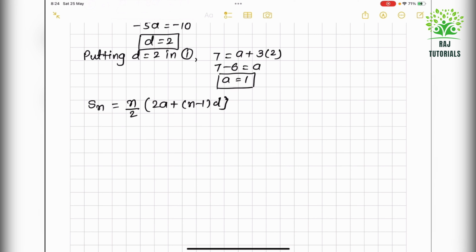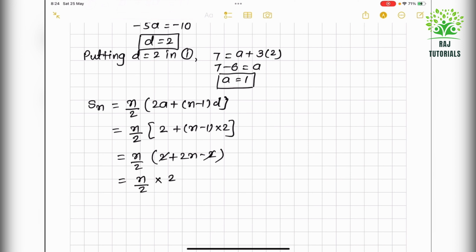So I can say n upon 2. Here a is 1, so 2 plus n minus 1 into 2. So can I say n by 2 into 2 plus 2n minus 2. So this both gets cancelled. So n by 2 into 2n. 2 cancel, so equal to n square.